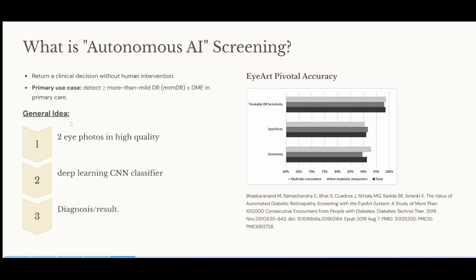So this is the general idea. First, we take two input eye photos in high quality and then pass them to an AI model. One of the best image classification models in the current era would be convolutional neural networks, which are trained on a large data set of images. And finally, we produce a diagnosis or result.